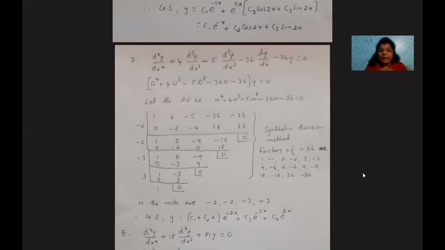1 and minus 1, 3 and minus 3, 9 and minus 9. Correct? 1 and minus 1 are not the roots for this problem. Okay, so what is left out? 3 and minus 3 and 9 and minus 9.